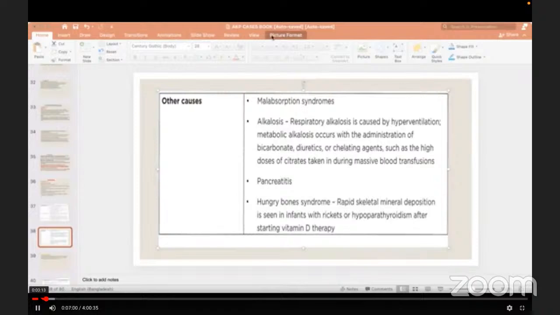In infants, the bone is hungry. In hypoparathyroidism, the bone is hungry. At that time you can get hypocalcemia because all the calcium will deposit into the bone. The bone will be hungry. Okay, so these are the features. Any question now?